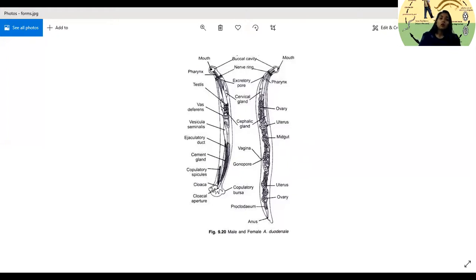And the egg is oval or elliptical in shape, measuring 65 by 40 micrometers. It is colorless and surrounded by a transparent hyaline shell membrane, containing a segmented ovum, usually with four blastomeres, with a clear space between the eggshell and the segmented ovum. It floats in saturated solution of common salt, and the eggs when passed out in feces are not infective.